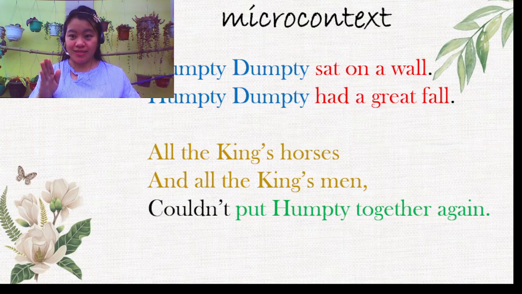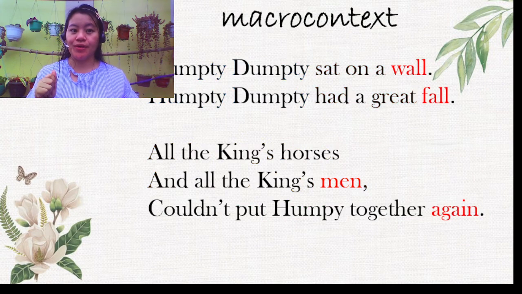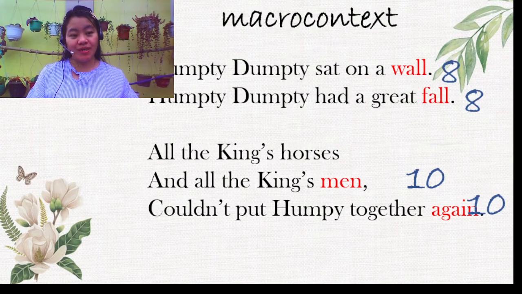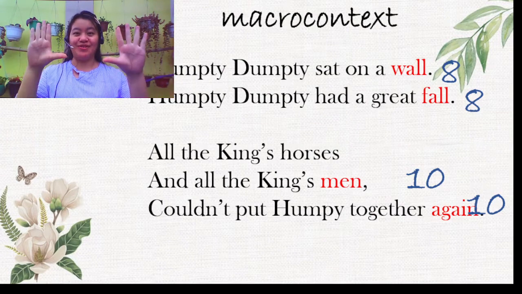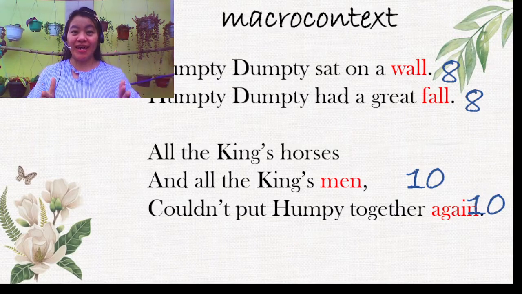And let's take a pause for a moment and take a look at it on a macro context, or per paragraph. So we have here the rhymes: wall, fall, men, again, and we did some counting. It follows the classic rhyme or syllable pattern: 8, 8, 10, 10. Yes. All the king's horses and all the king's men has 10 syllables. Same with the second one. But again, it gives you the sense of urgency that something is falling, that there's an emergency.